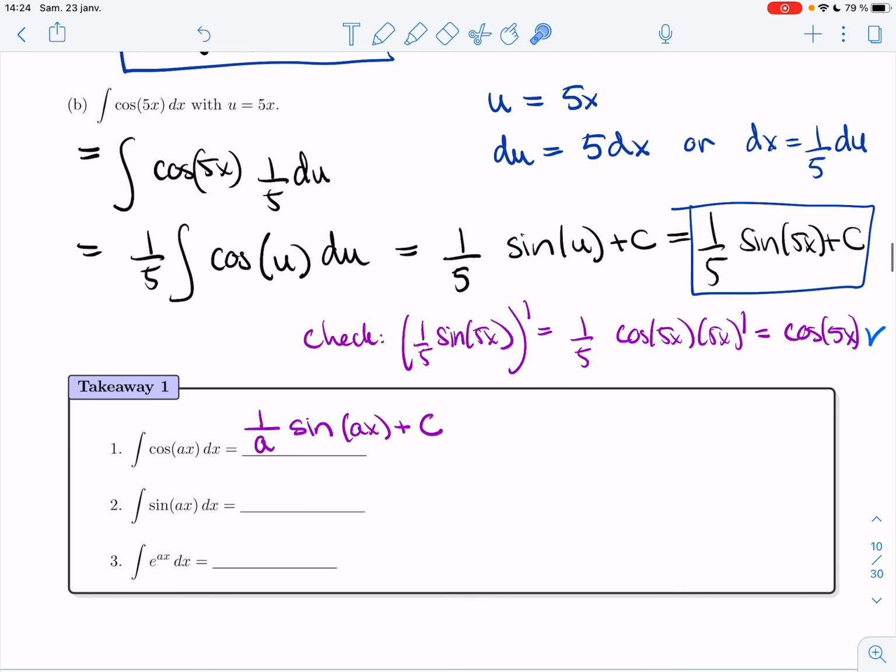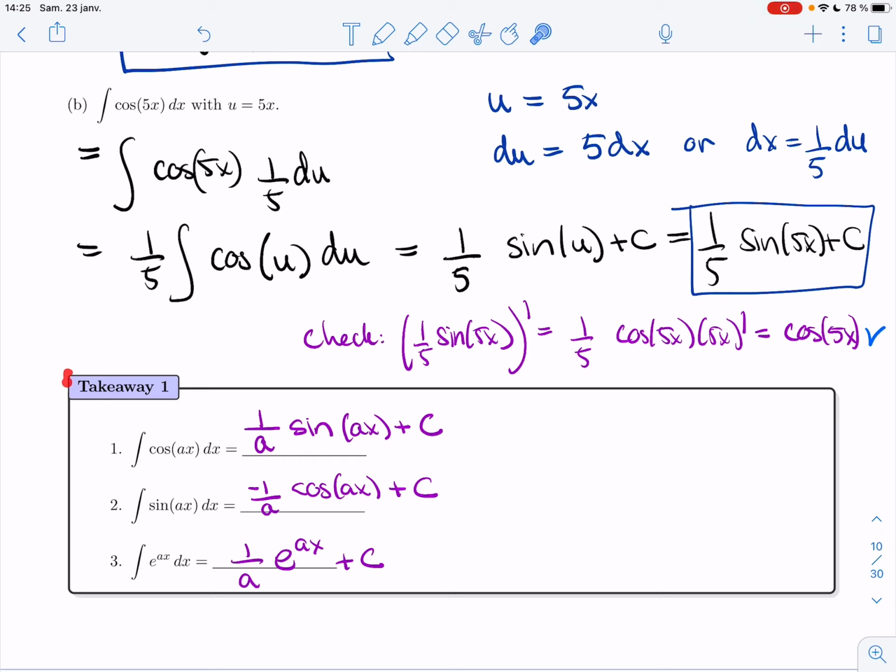I can do the same argument with sine. The only difference is here, instead of using sine, I'll have minus cosine. And so here I'm going to get minus 1 over a cos of ax plus c. And if I had exponential, 1 over a exponential of ax plus c. So it's the regular integral, except that I leave the a in, and I have this 1 over a to compensate the a that comes out of the chain rule.